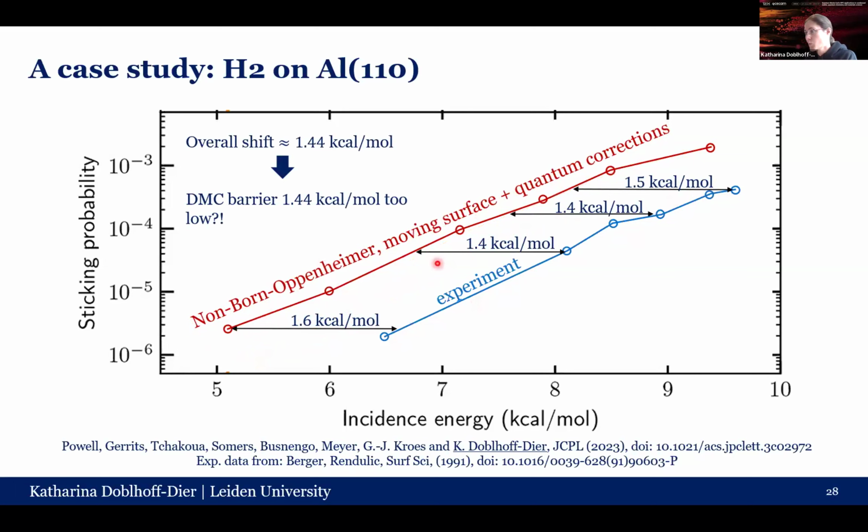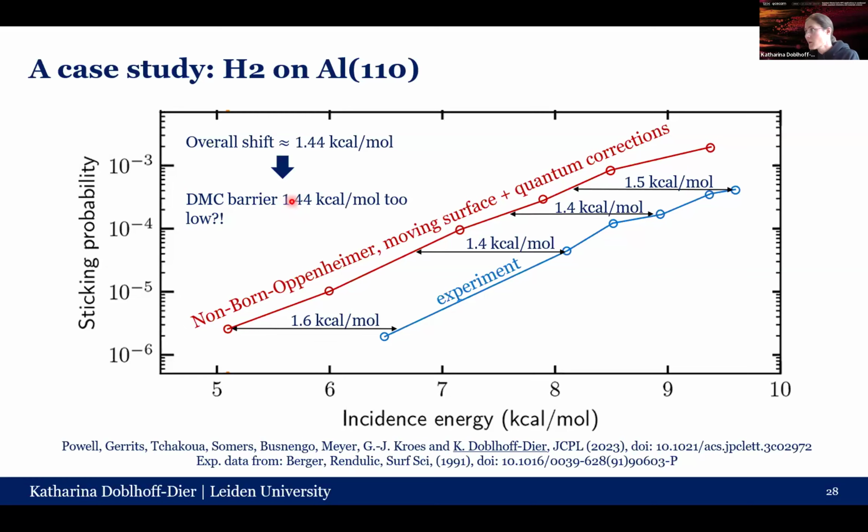And we are off by about 1.4 kcals per mole. And somehow this suggests that the entire potential energy surface, in the barrier heights, is shifted by 1.4 kcals per mole. So is this the DMC barrier on which we based our potential energy surface that is 1.4 kcals per mole off?